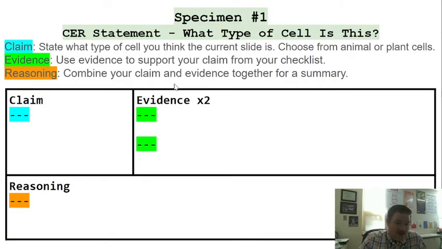And then reasoning, you just got to combine your claim and evidence together. It is an animal because evidence 1 and evidence 2. So make sure that you are restating both your claim and what you have as your evidence into your reasoning.